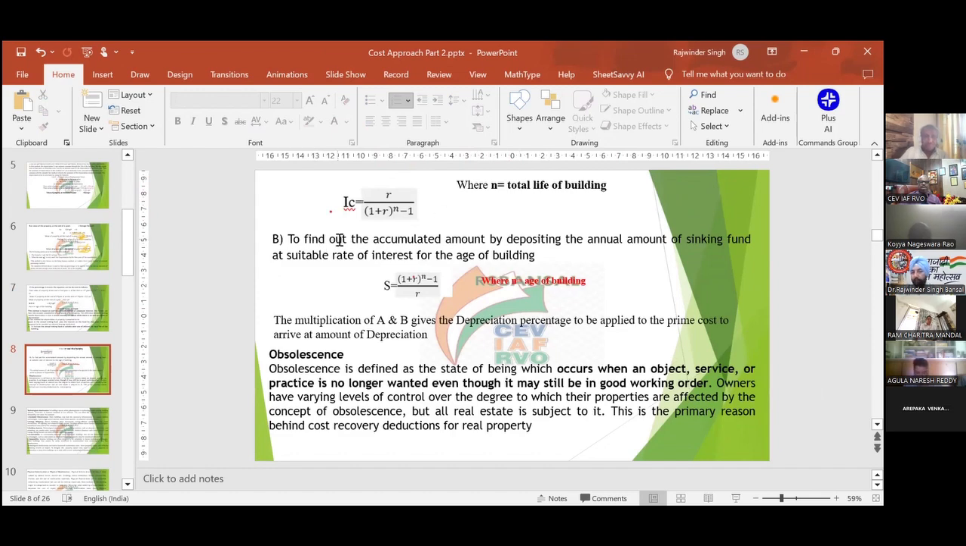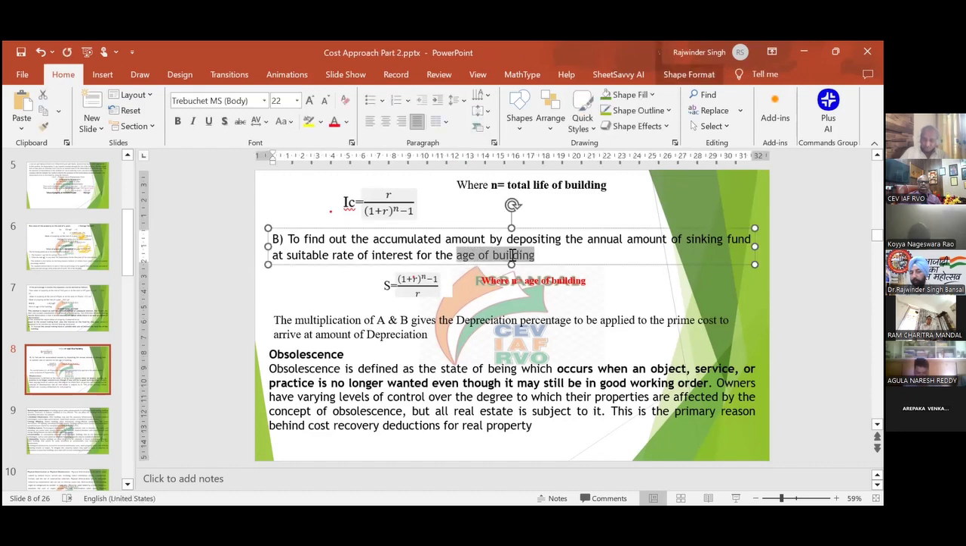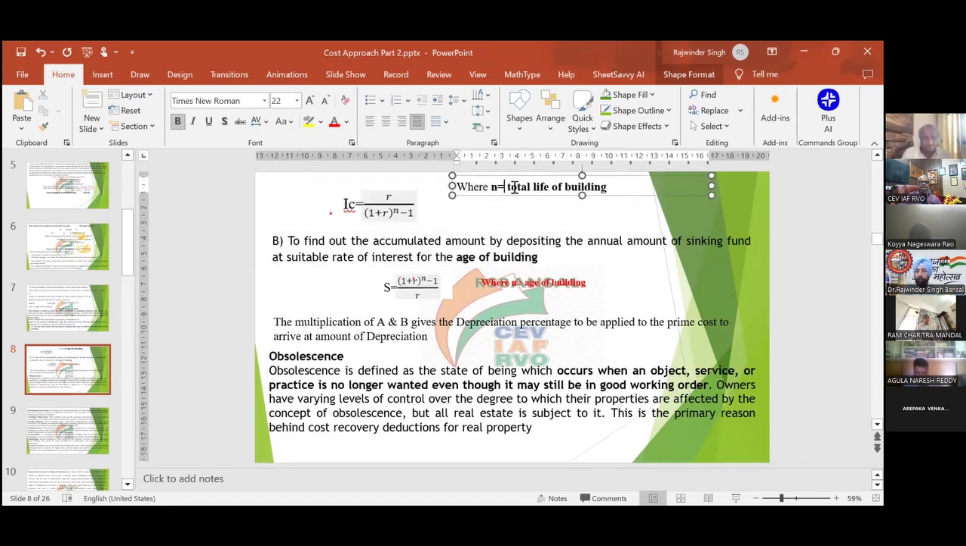And second, then to find the accumulated amount by depositing an annual amount of sinking fund at suitable rate of interest for the age of the building. So for S, you have to use age of the building, and for IC, you have to use total life of the building. This you have to remember. So it will be clear when we will be taking an example.